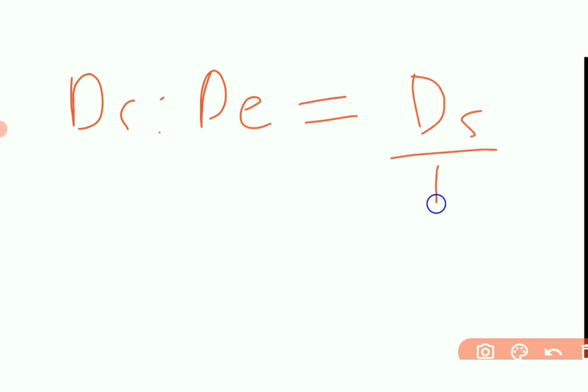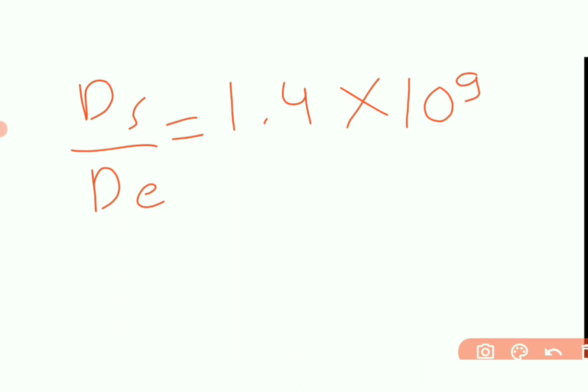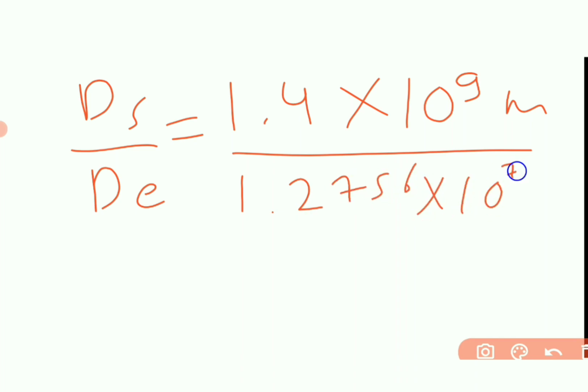So let us take the ratio of diameter of Sun to diameter of Earth, which is equal to diameter of Sun upon diameter of Earth. So place the values. Diameter of Sun upon diameter of Earth is equal to 1.4 into 10 raised to the power 9 meter upon 1.2756 into 10 raised to the power 7 meter. So start solving the numerator and denominator.